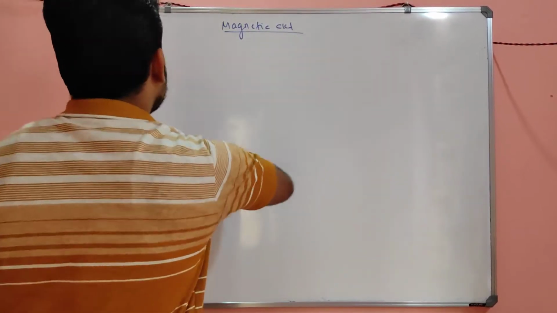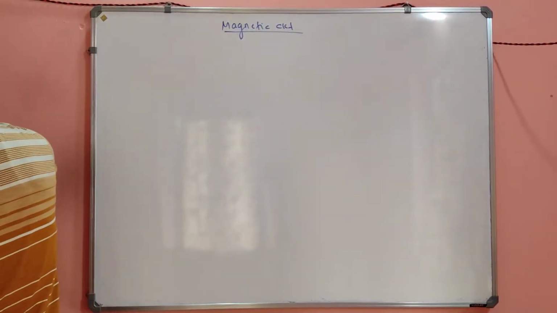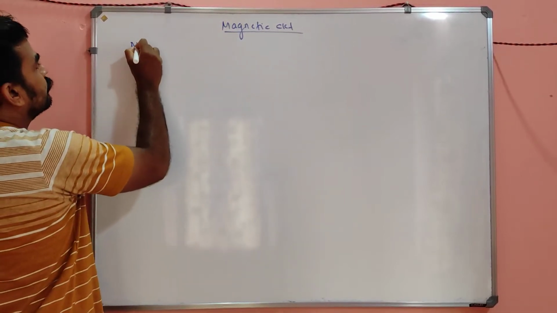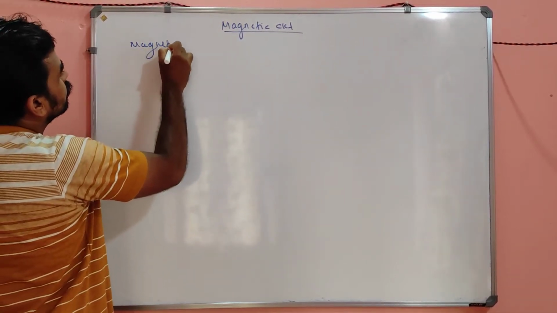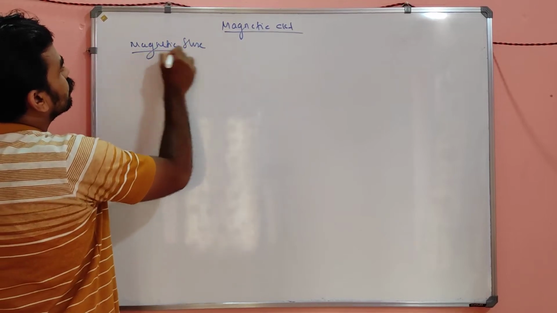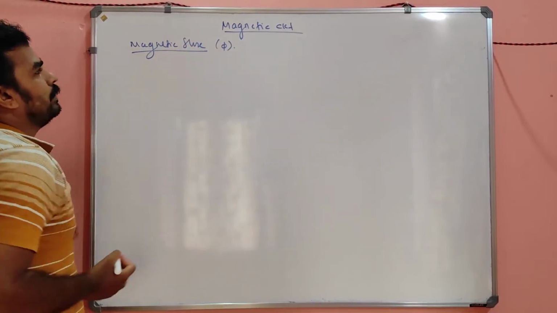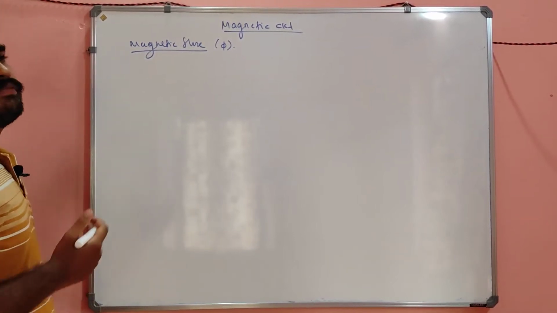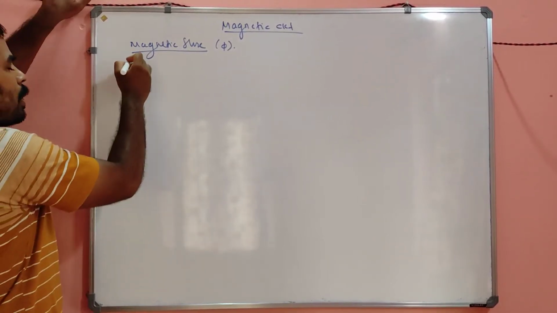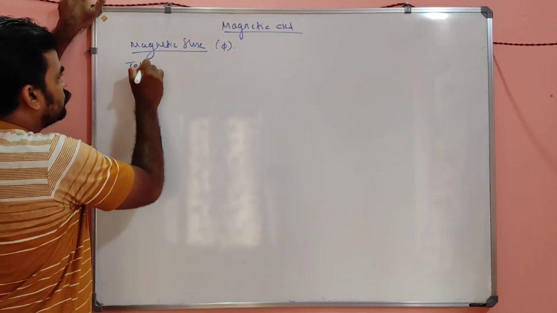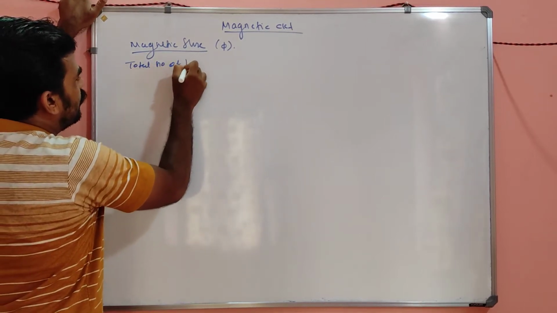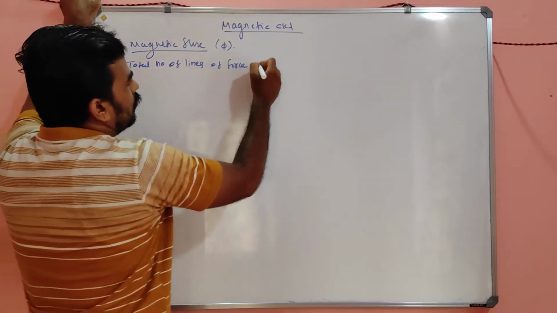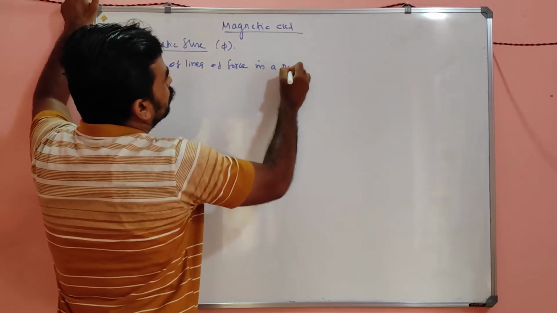Okay, my dears, next, magnetic flux. Represented by phi. The symbol is phi. Magnetic flux is nothing but, my dear, the total number of lines of force in a particular region.